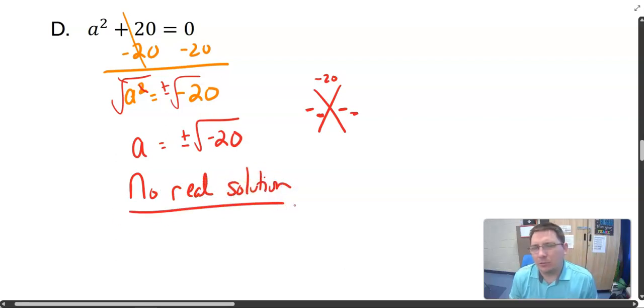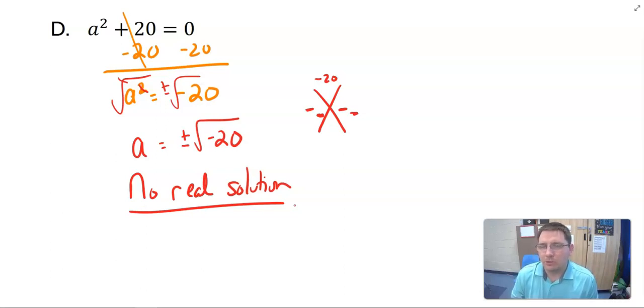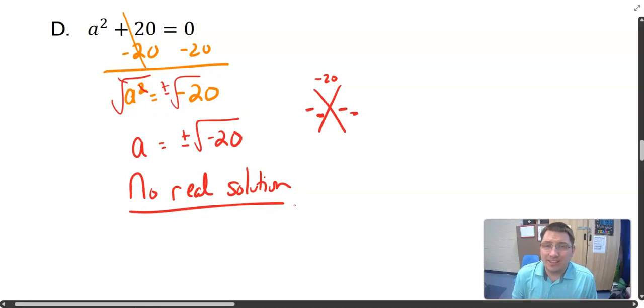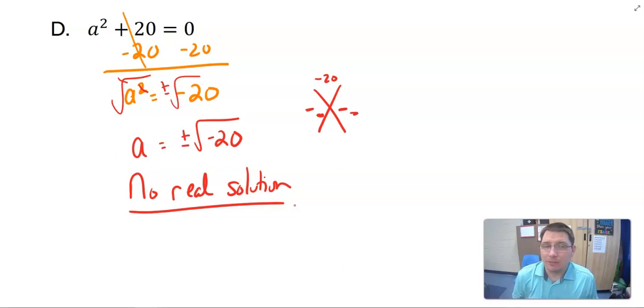Now, when we go on to Algebra 2, we're going to talk about complex solutions, and we'll deal with those solutions there. But for now, we're looking for real solutions, and the real solution is that there isn't one. There is not a value for a that will multiply by itself to give us negative 20, because it's just not possible. All right, let's go ahead and look at example E.